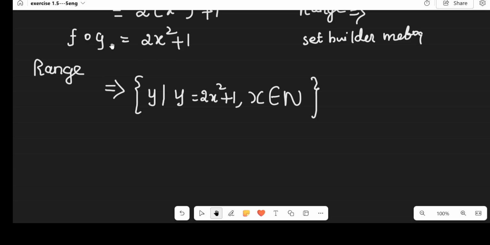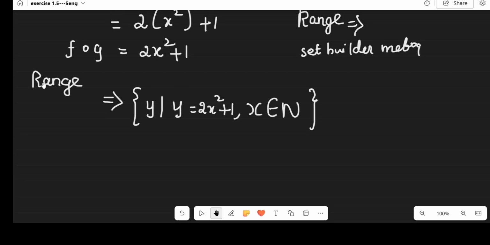First answer, f of g is the range of f of g. First question is we need to find out the range of f of g, and second question is we need to find out the range of g of f, right? This is the first answer. Why? Because the question is we should find out the range. That's why I have taken the set builder method.